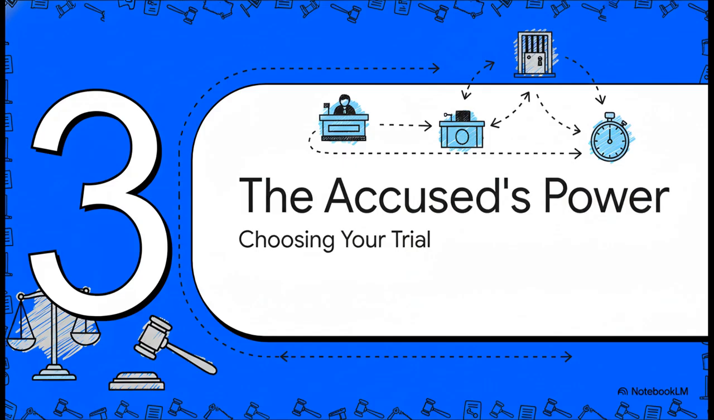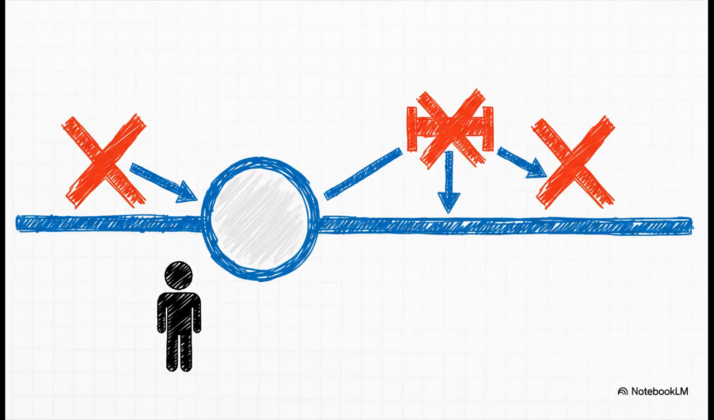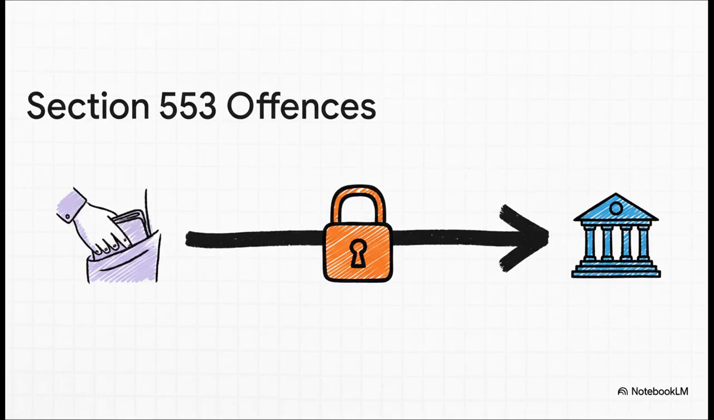But this time, the choice belongs to the accused. Well, usually. The criminal code actually carves out two special categories of indictable offenses where there's no choice at all. You can think of these as the no-choice zones of Canadian criminal law. So the first zone covers the less serious indictable offenses, like theft under $5,000. For these crimes, the law is absolute. The trial must be in provincial court with a judge, and only a judge. The accused has zero say in the matter.